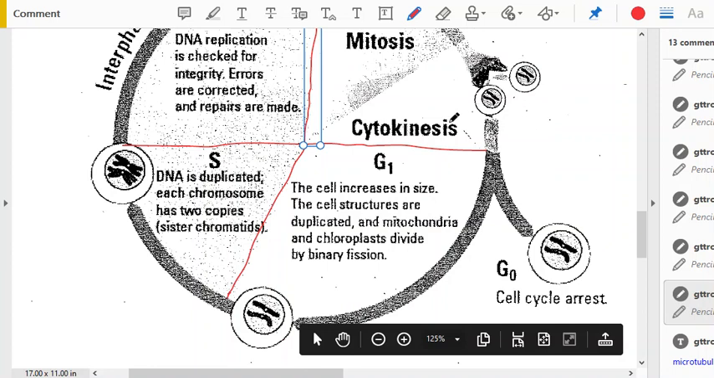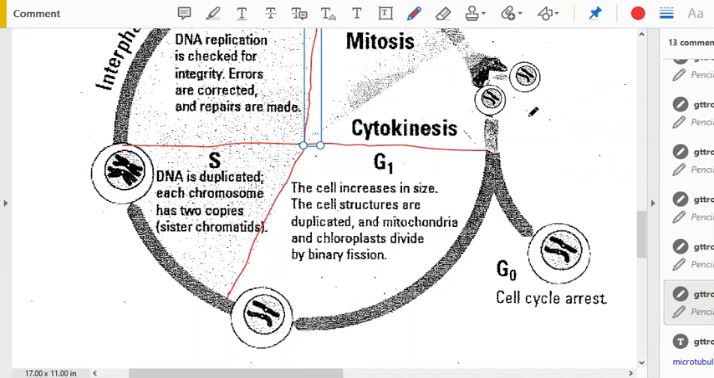So right after cytokinesis, right after the parent cell, the original cell, has divided, we're starting with small cells, right? Because the cell is split in half, so the cell is half the size. The daughter cells are half the size of the parent cell, right? So these cells are small, and the first thing on their agenda is to grow, right?